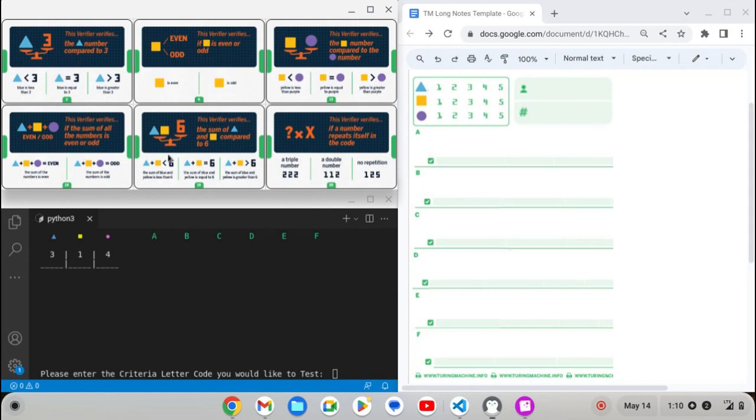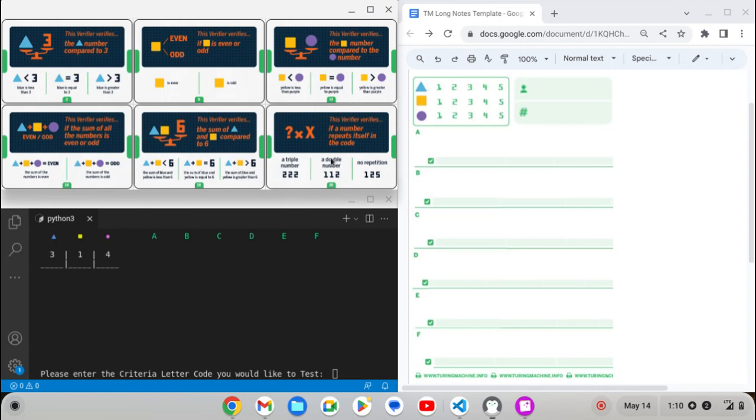Criteria E then looks at the first 2 digits, triangle and square, takes their sum and compares it to the number 6. So should the sum be less than 6? Should it be equal to 6? Or should the sum be greater than 6?